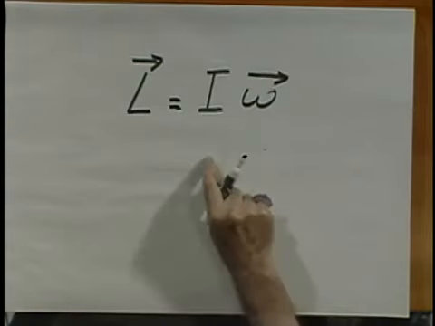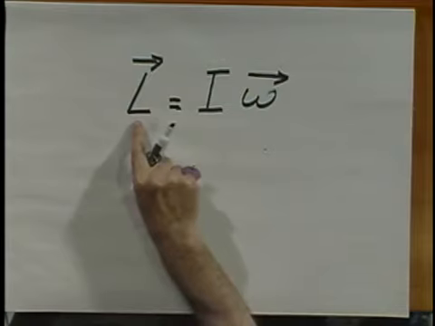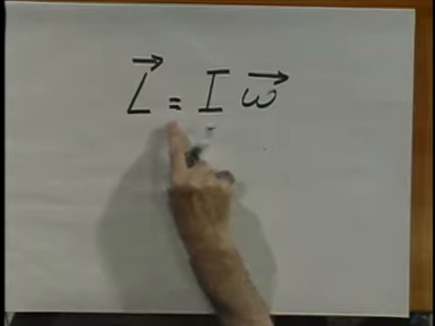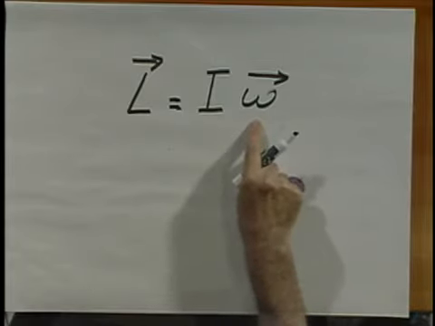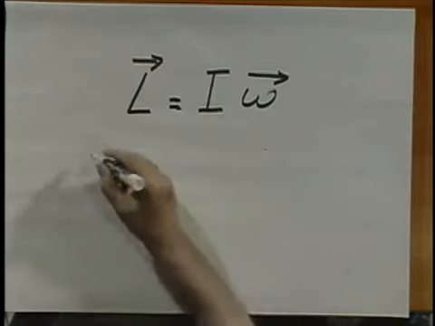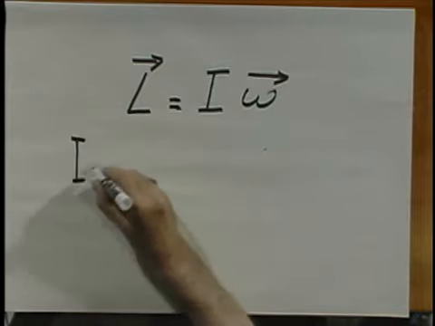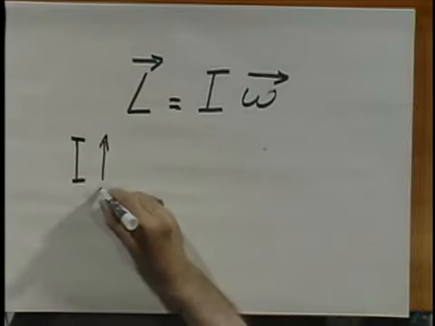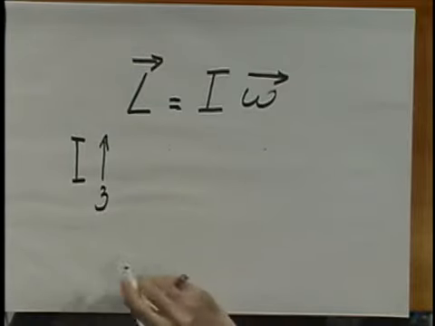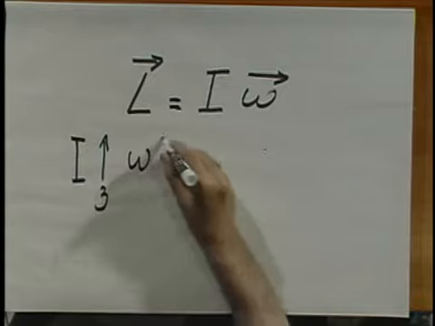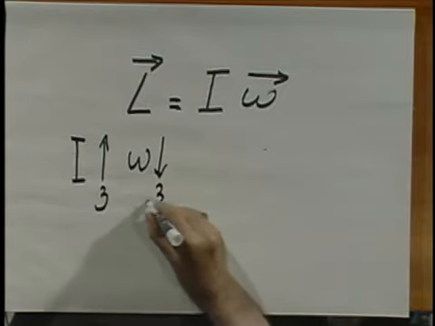In the absence of external torques, angular momentum is conserved. So let's look again at this equation. If there are no external torques on the system, L remains constant. So the product I omega cannot change. Suppose now I goes up by a factor of 3, becomes 3 times larger, somehow. That means omega must then decrease by a factor of 3.